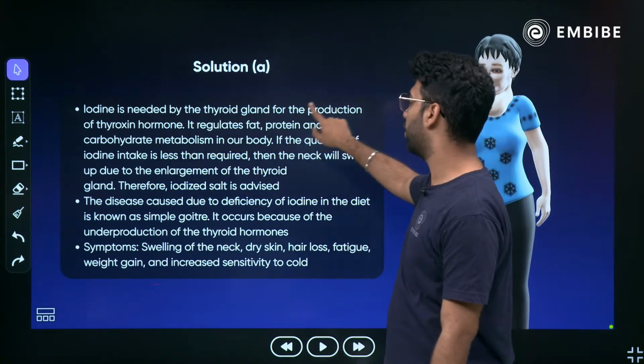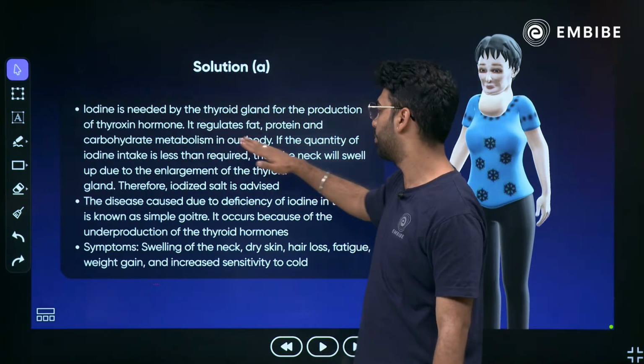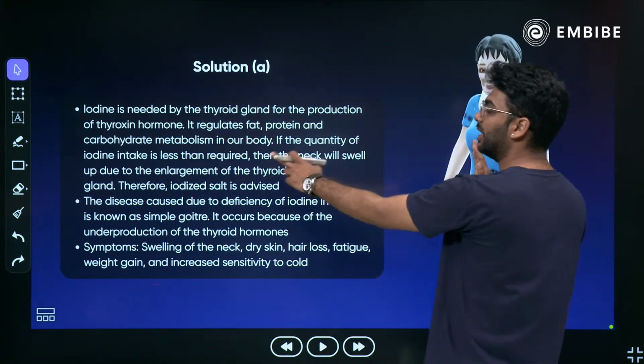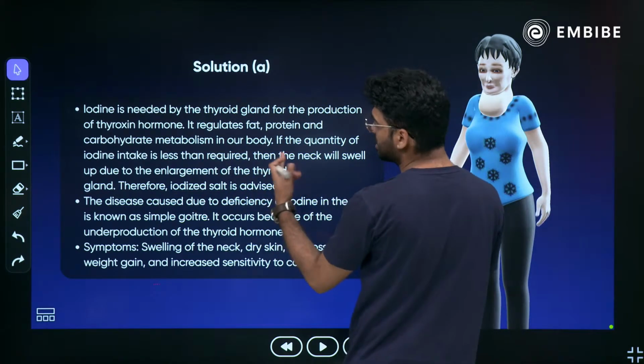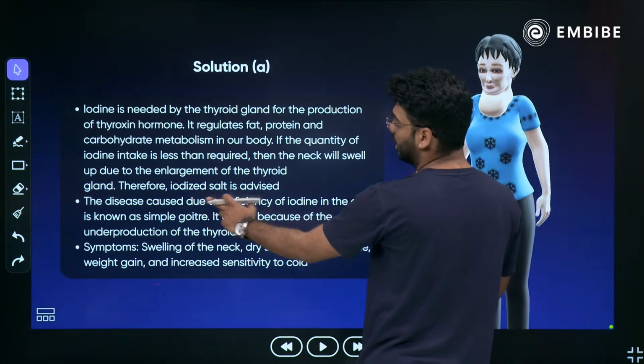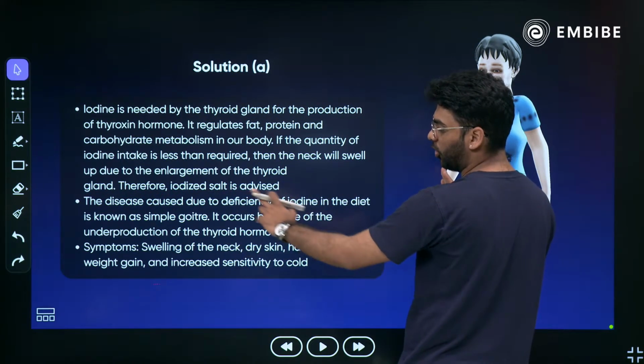Iodine is needed by the thyroid gland for the production of thyroxine. It regulates fat, protein and carbohydrate metabolism. If the quantity of iodine is less, the neck will swell due to enlargement of the thyroid gland. This is simple goiter. The disease caused is simple goiter. It occurs because of underproduction of thyroid hormone.